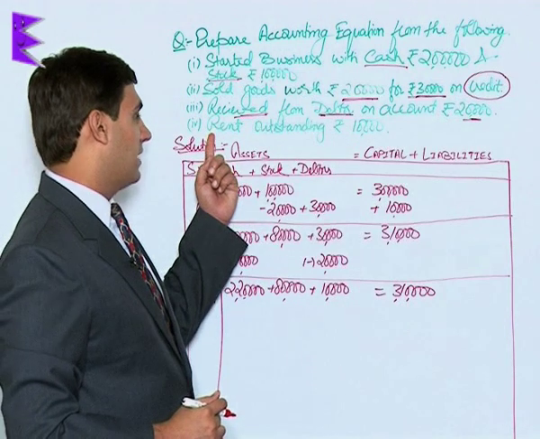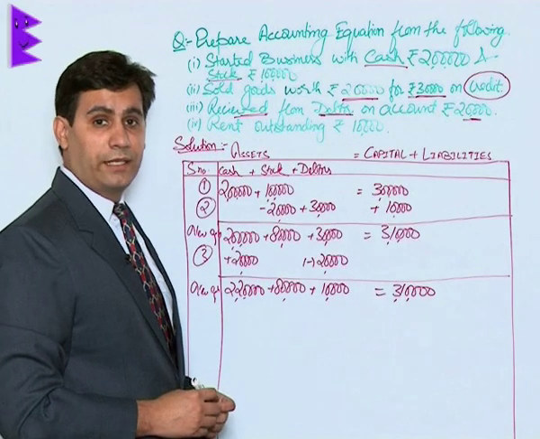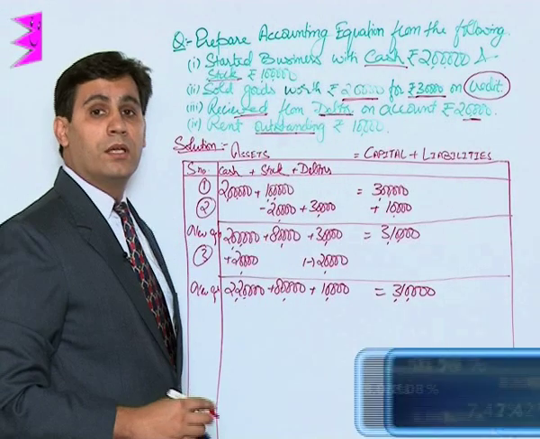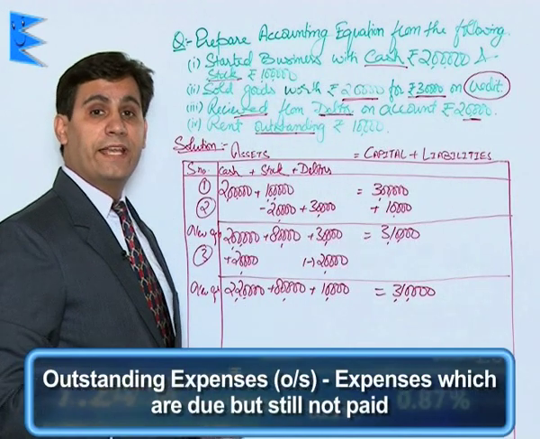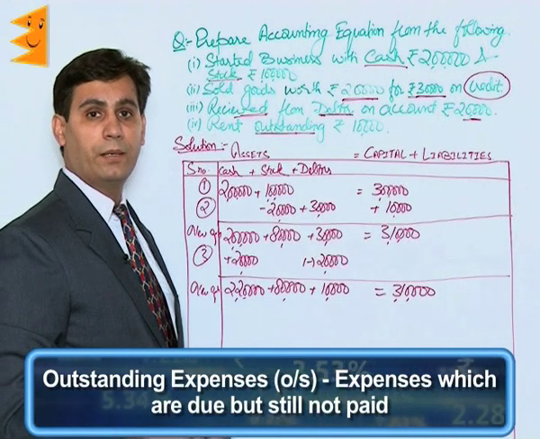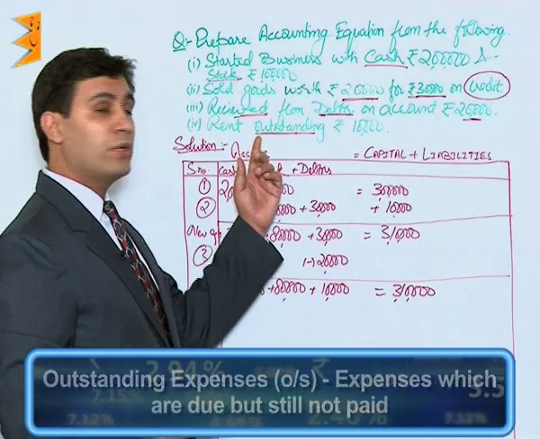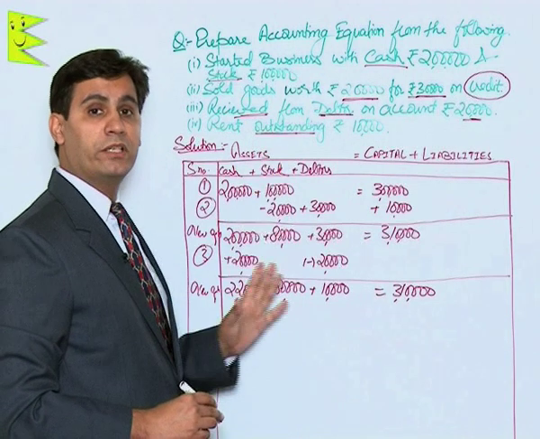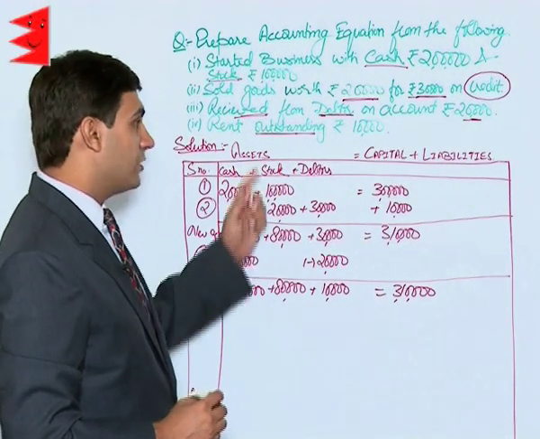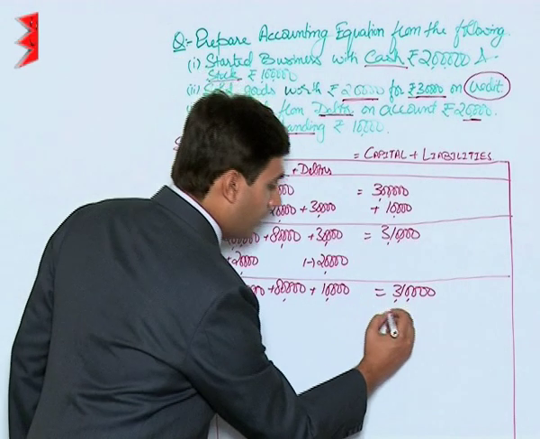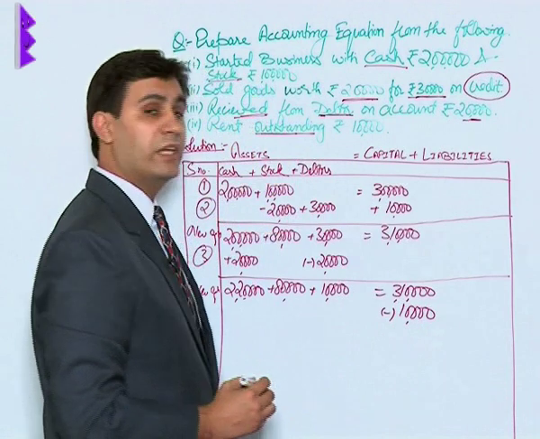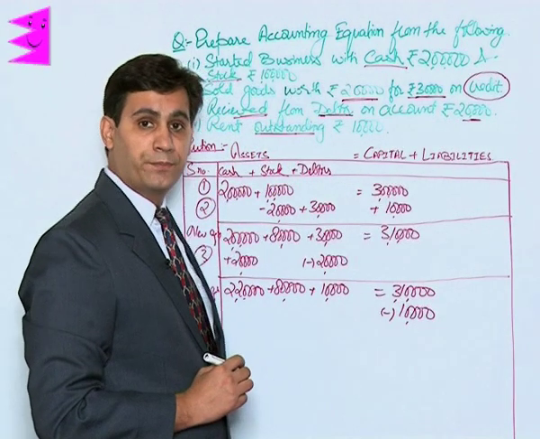Coming to the last transaction, rent outstanding. Now students, it is rent outstanding. Rent outstanding means the expense on account of rent has been incurred but has not yet been paid. Since this amount has not yet been paid, we cannot deduct it from cash. So what to do now? First of all, it is an expense. Let us deduct it from capital, since the owner has to bear all the expenses.